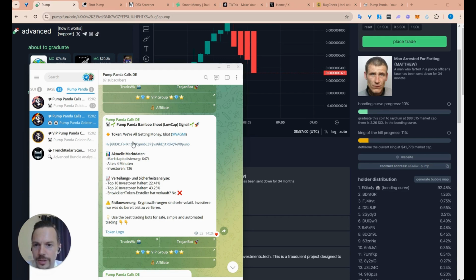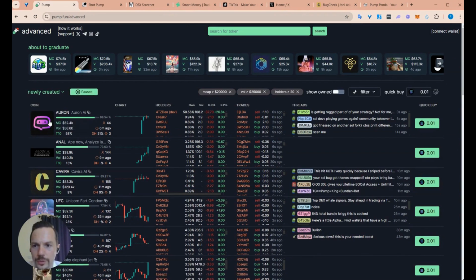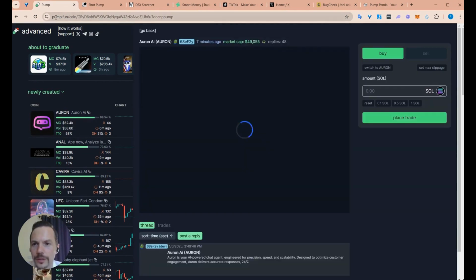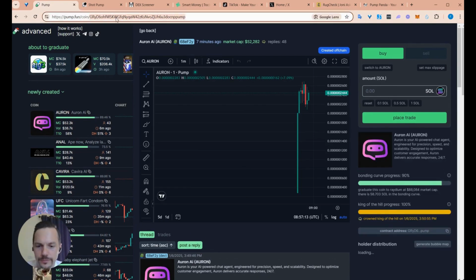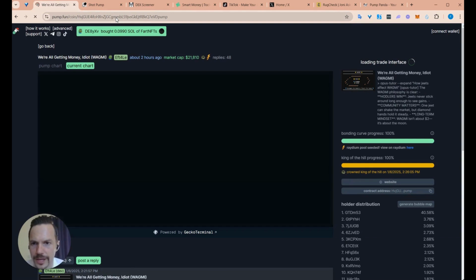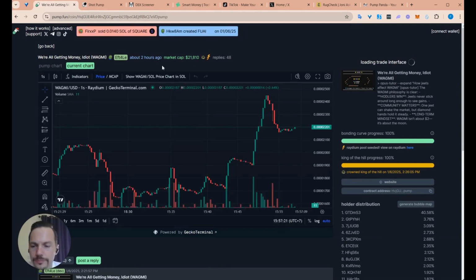Exactly, let's take this token here. Let's copy that. Then we could also take a look at PumpPlano, for example. So now I need to go into another one. If I have the link up top, then we can look at Pump.fun/coin, and I'll just put this contract address here. Then I have this coin which came up as a signal.